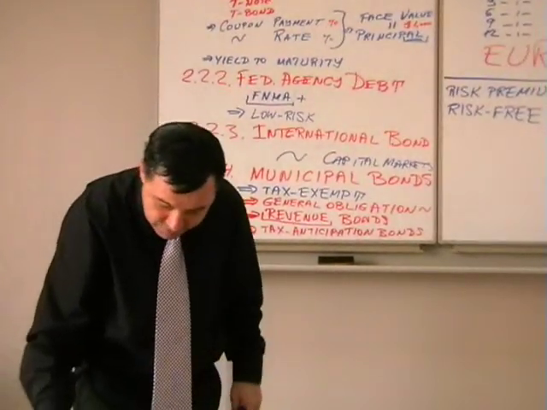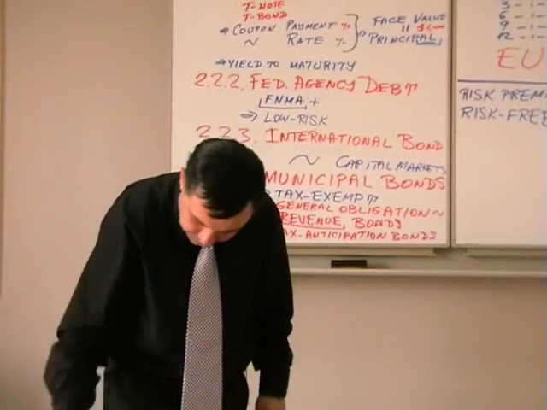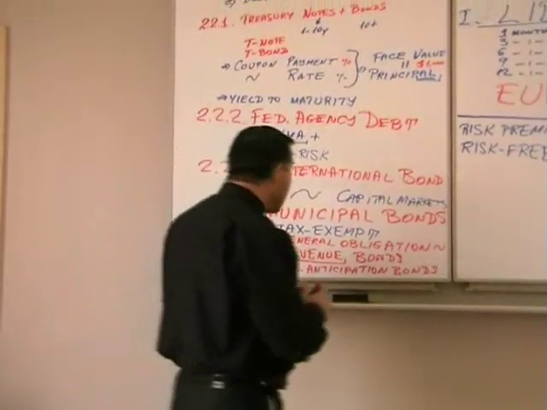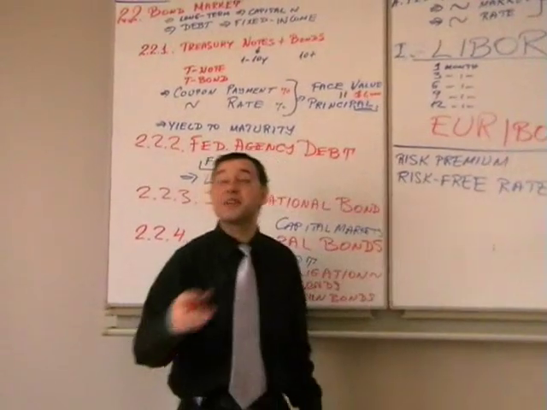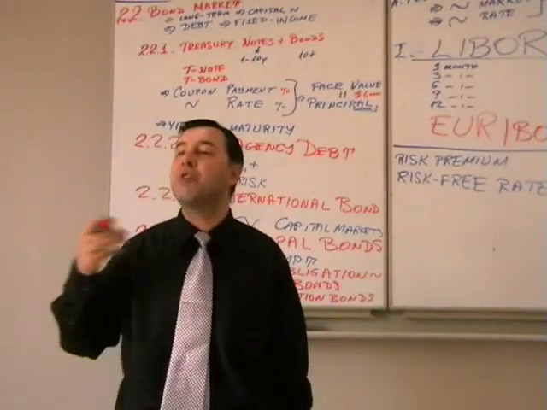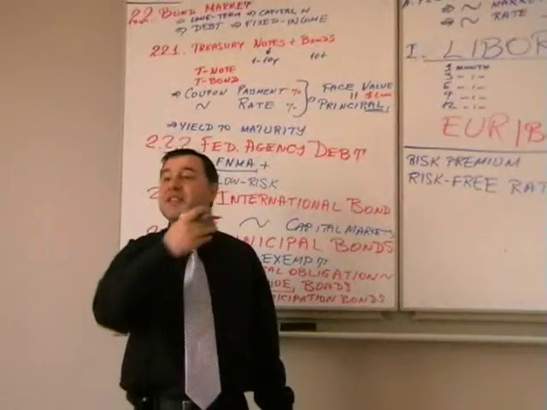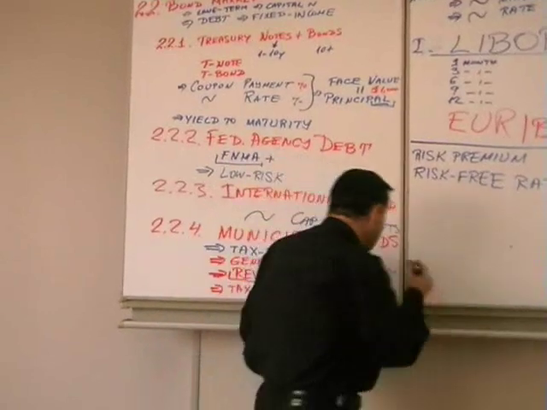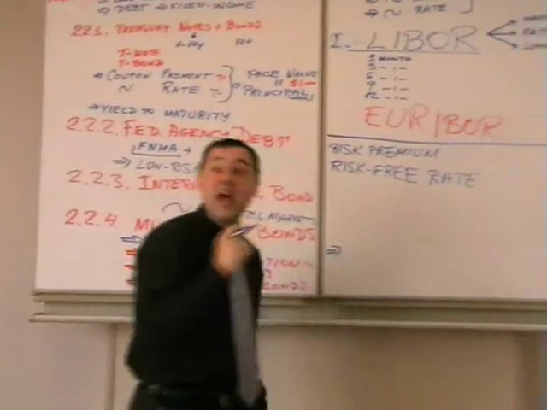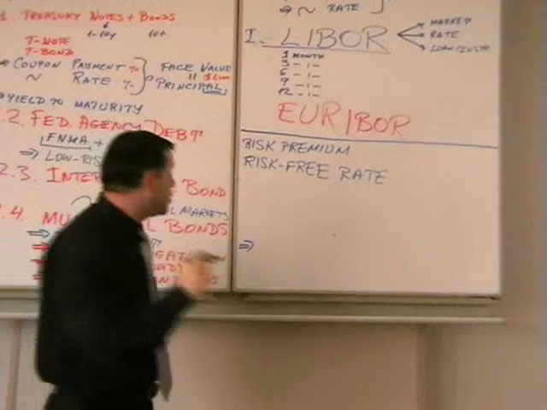Alright, you also have some other. Okay, let's see. Now, there is one other very special category here. It is not in the textbook, but has become extremely important in the development and the evolution of the credit crisis. Let me add these. These are called auction rate securities.